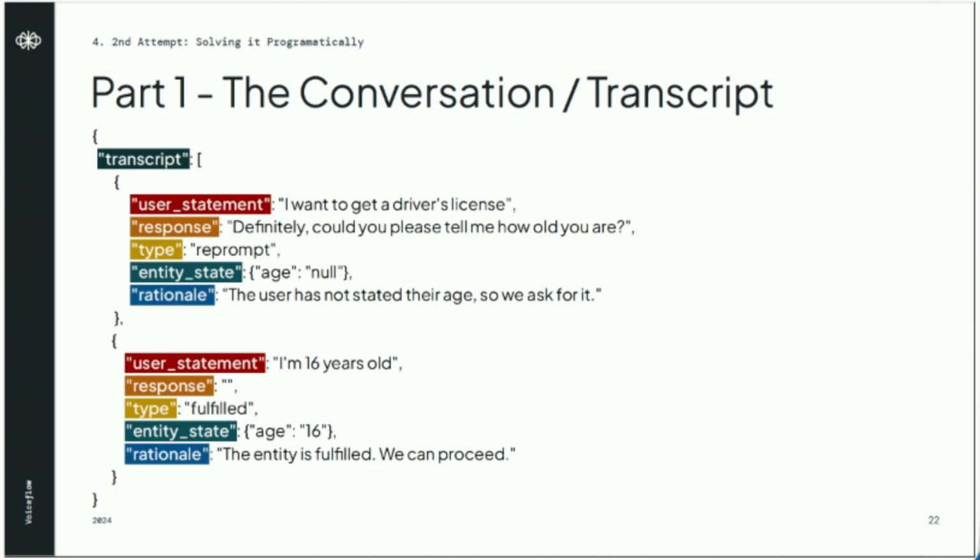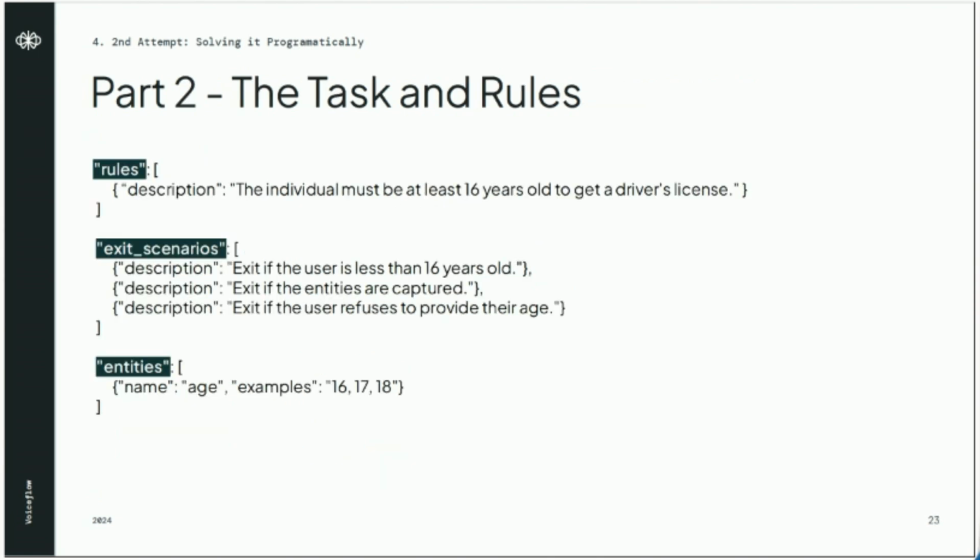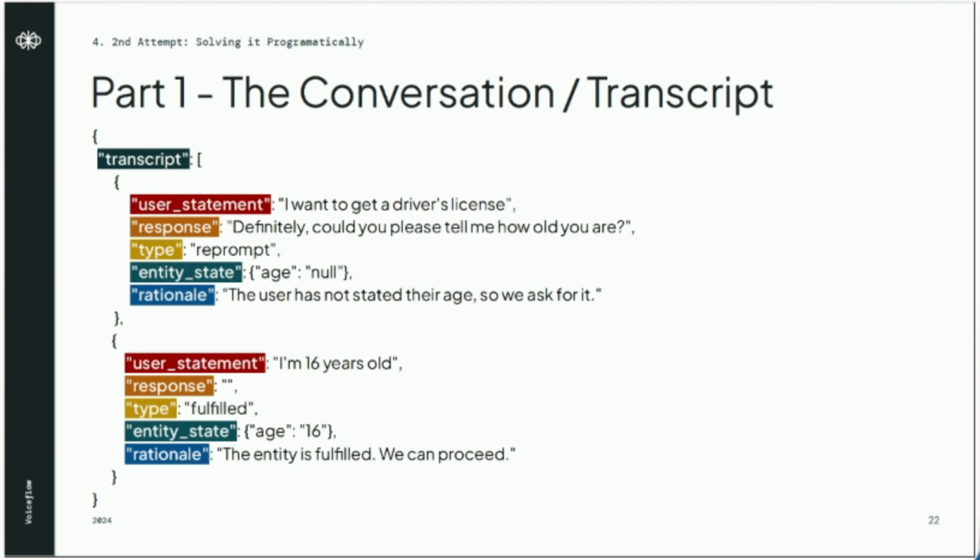What we started with is two parts, right? We need the conversation or the transcript, what we expect the conversation to look like. And the second part is the additional rules and the task itself. For the transcript itself, each block stands for a particular turn of the user and the system's response. For example, the first one is I want to get a driver's license, and the model response could be, yeah, definitely, but could you please tell me how old you are, right?